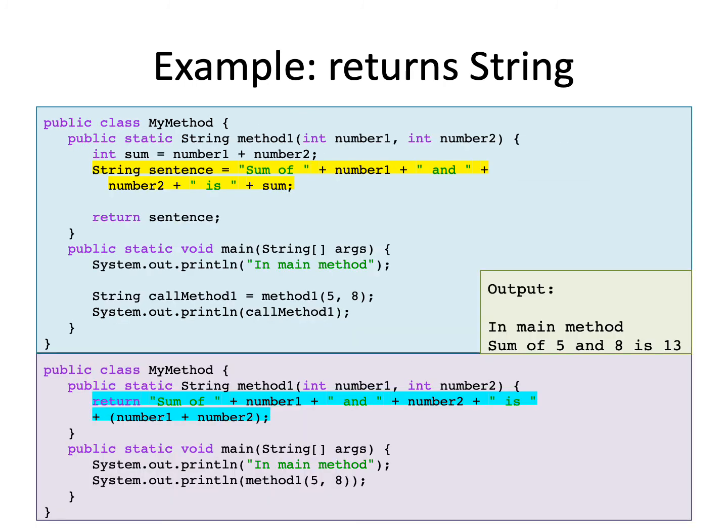Instead of having a local variable called sentence within method1 and then returning the value of the variable, we can have the sentence passed straight away within the return statement, as highlighted in blue. These two ways return the same value to the caller. You can choose which way you prefer.